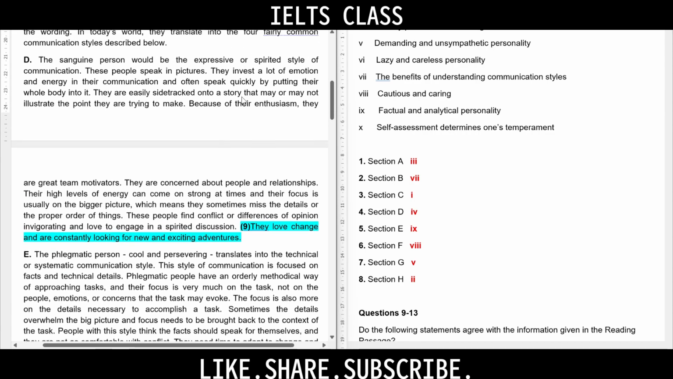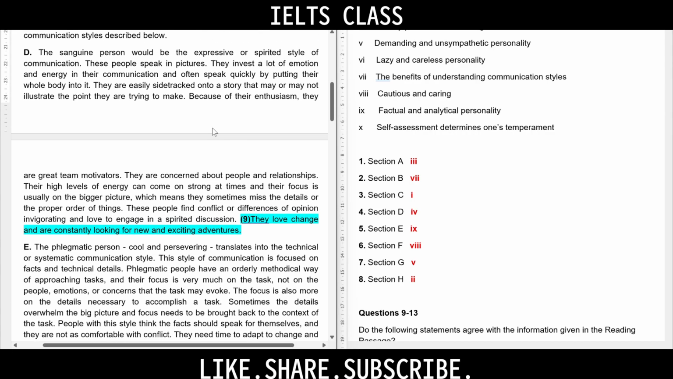So, the people who are of the sanguine personality type, they are very expressive. They have a lot of enthusiasm. They are concerned about relationships. They love change. They see the bigger things, so they miss small details.